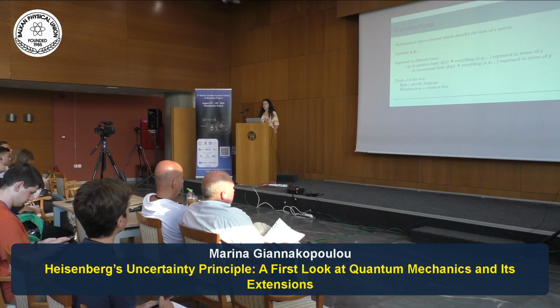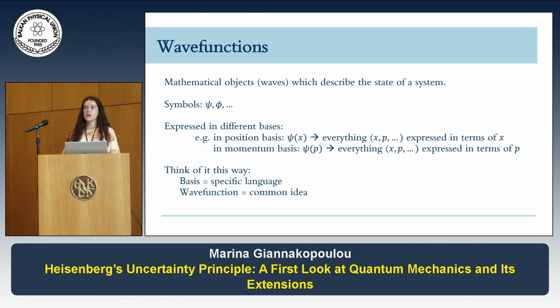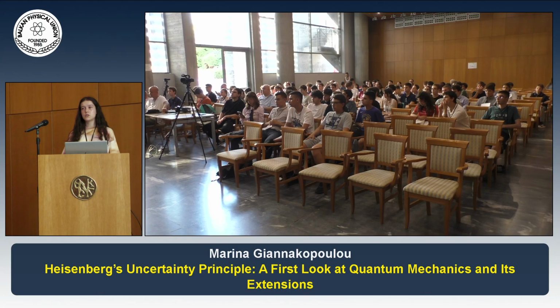It is usually symbolized using the Greek letters psi or phi, and it has a general form which can be expressed using different bases. This way of expressing it is particularly useful when dealing with measurements. The most common bases are position bases and momentum bases, psi of x and psi of p respectively. Here, it is important to clarify that being at the position basis, for instance, doesn't mean that we can only examine position. We can examine momentum too, or some other quantity. The only difference is that we will have to express it in terms of position.